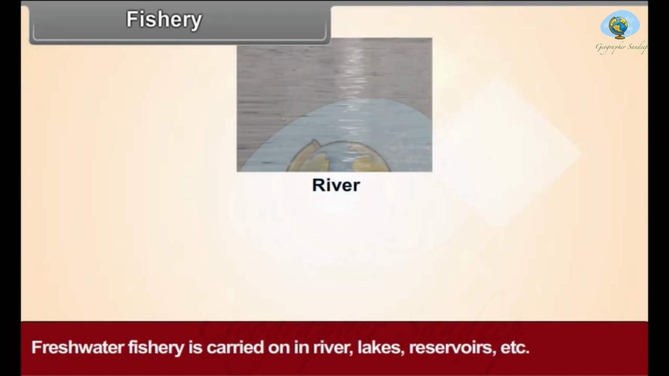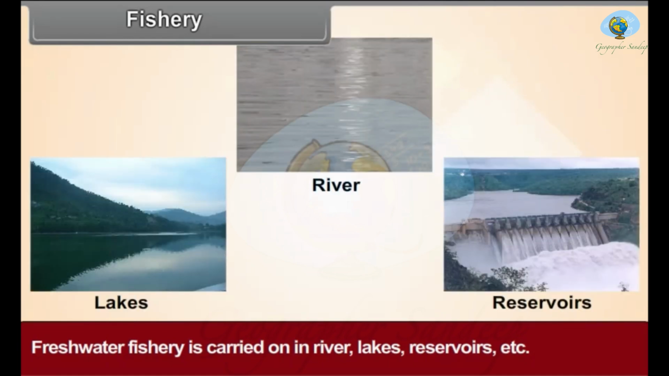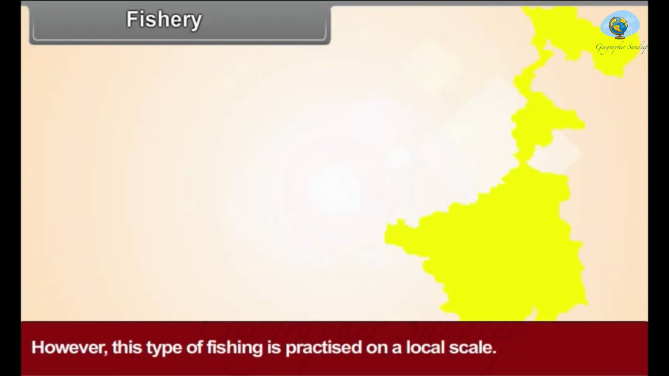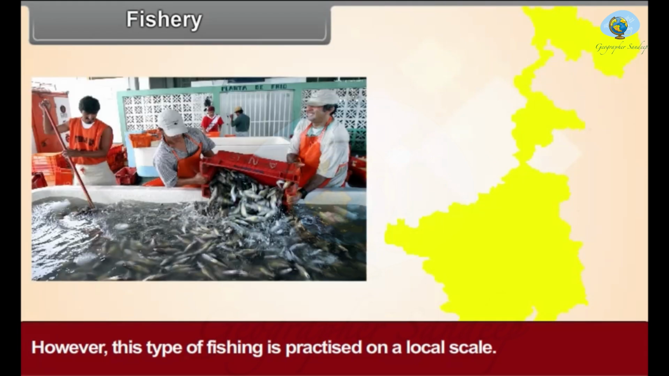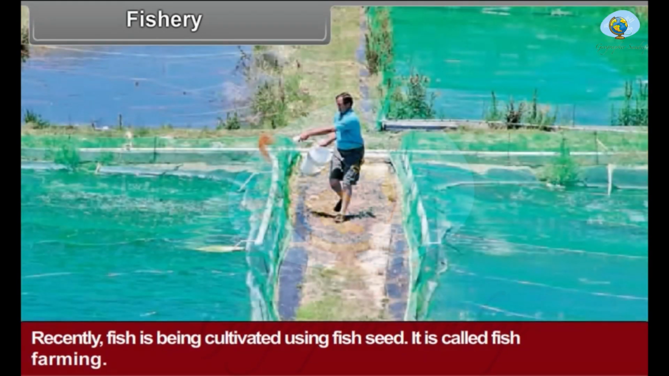Freshwater fishery is carried on in rivers, lakes, reservoirs, etc. West Bengal is a leading state in this type of fishery. However, this type of fishing is practiced on a local scale. Recently, fish is being cultivated using fish seed. It is called fish farming.